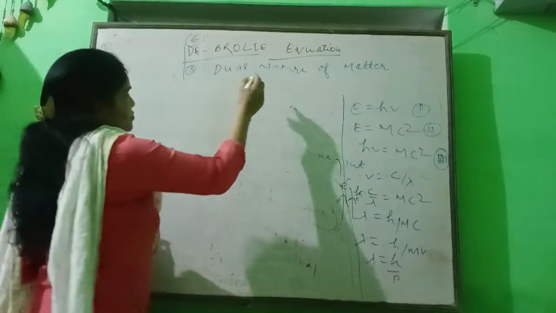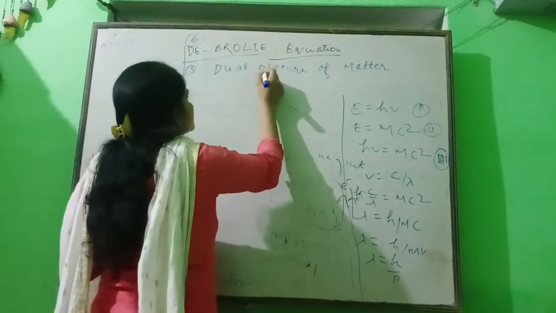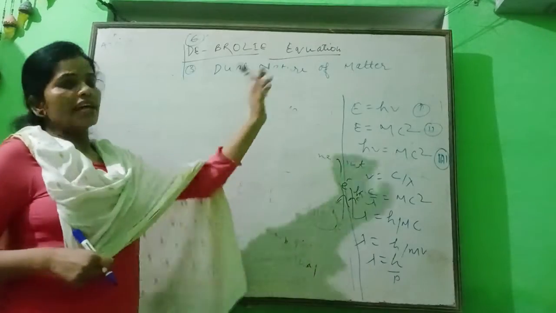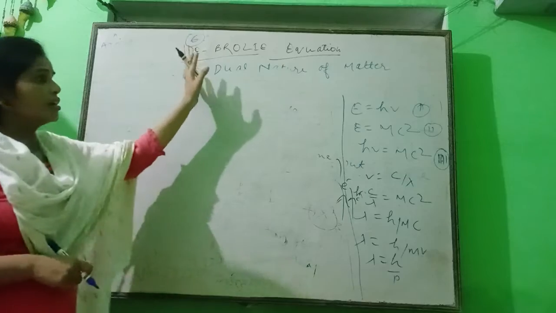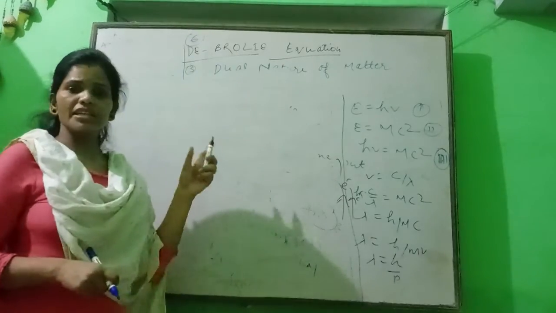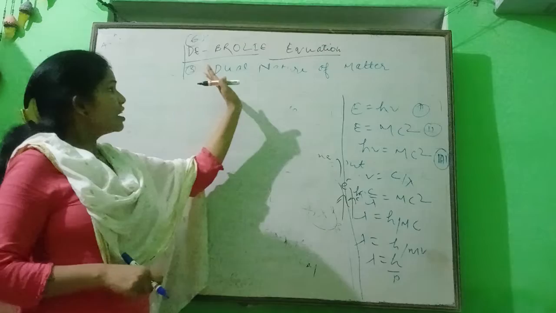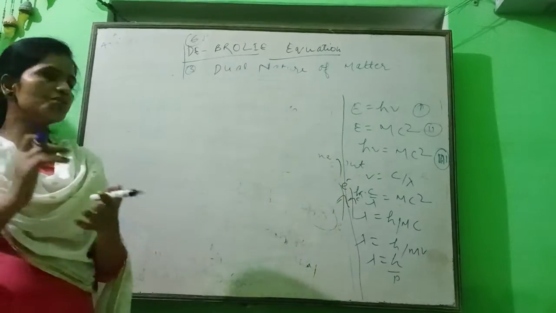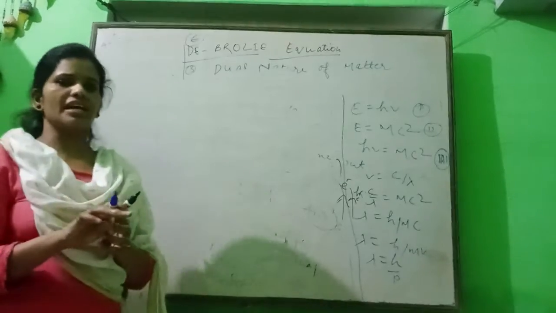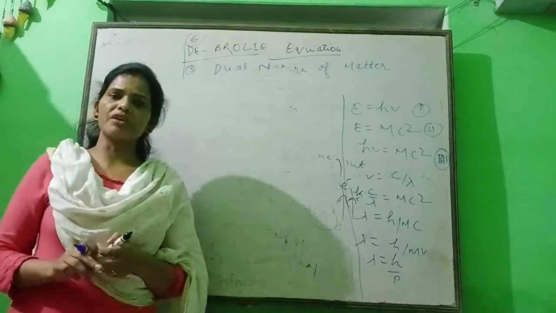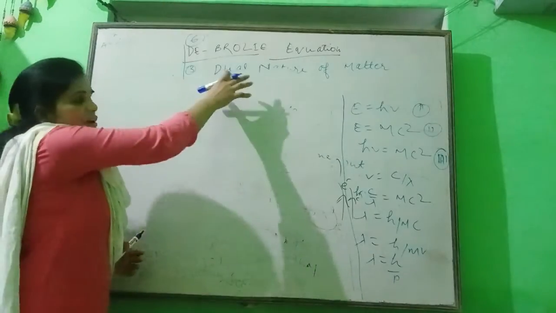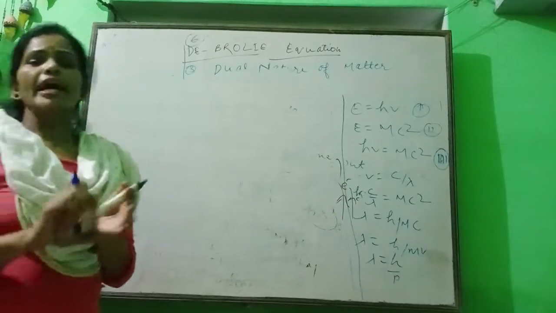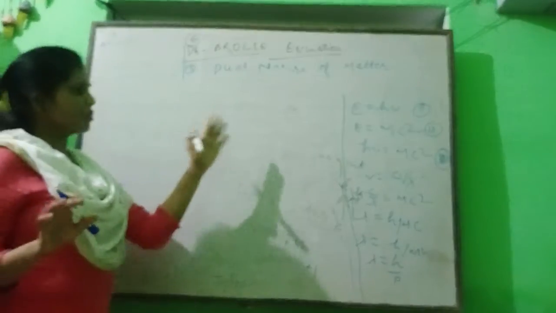Now we have to find, after some time, evolution took place. One scientist arrived in the world who told us about the dual nature of matter. That is, matter takes up space, has its own mass, volume and density. So how can you prove that the electron shows behavior like matter and as well as wave, both?